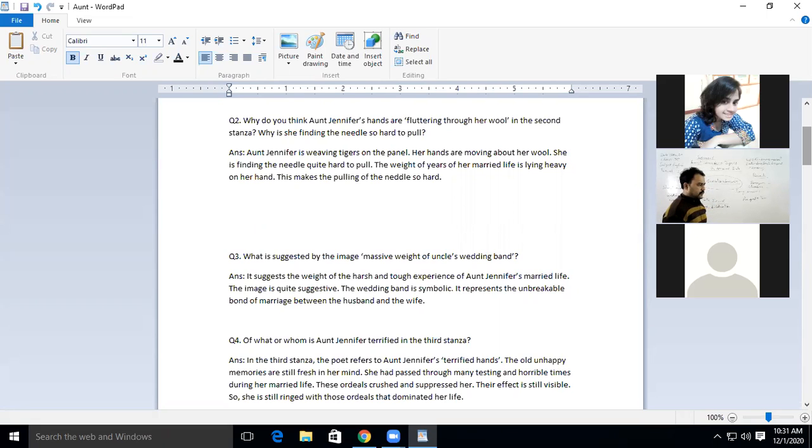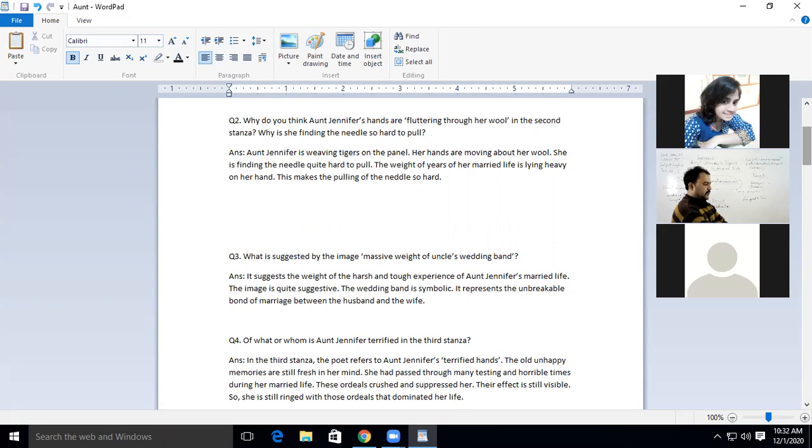Yes, sir. Because it's been so long that she is very oppressed by her husband, she has to write this poem and she is making the tiger. So I assume that she might have gotten old. Okay, but this is only an assumption, because nowhere is it directly written that she was an old lady, that her fingers or her hands were fluttering.